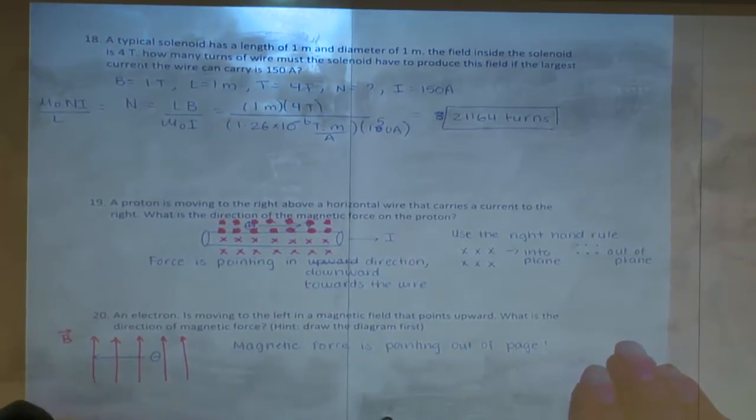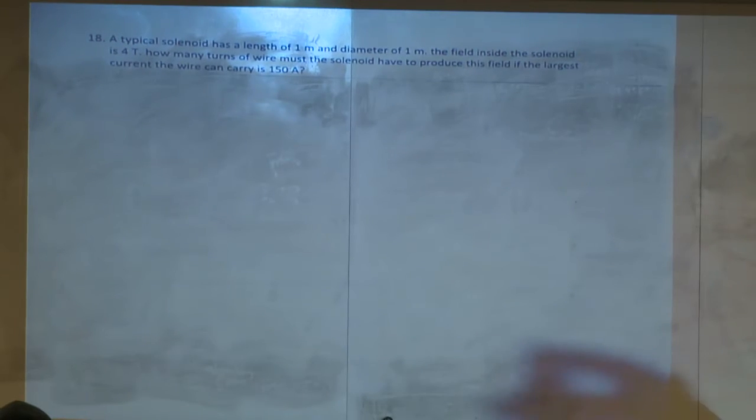Okay, so we have a solenoid model, and its length is 1 meter and the diameter is 1 meter as well. The field inside is 4 Teslas, so right away we know that this is something with magnetic field. We're looking for the turns of wire the solenoid has to have in order to produce a field of 4 Teslas. We're also given another condition that the current in the wire is 150 amps. With all of that, how many turns should the solenoid model have?